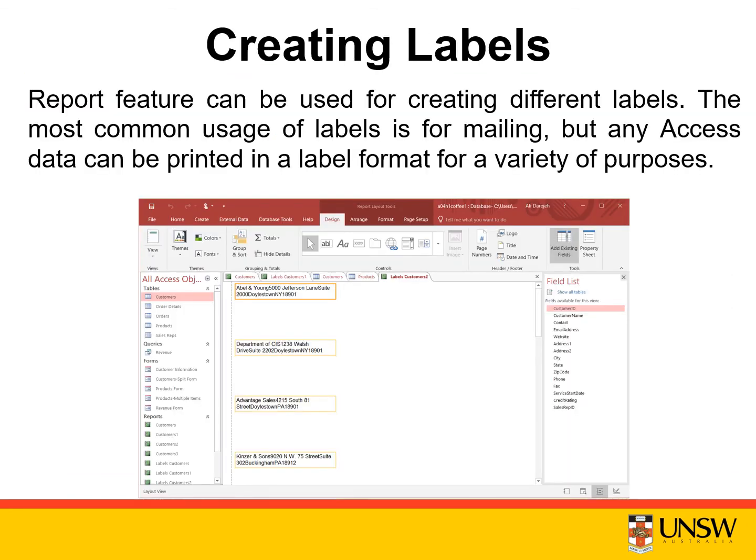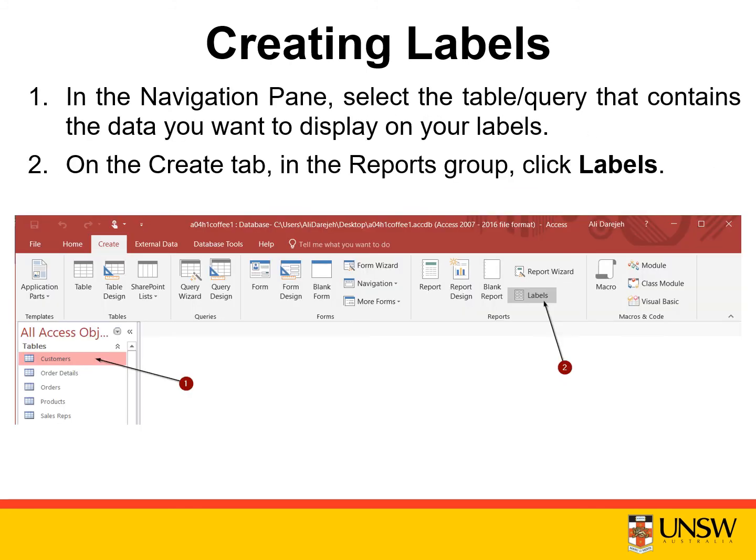One of the usages of reports is for creating labels. With the use of this feature, we can select standard label sizes and generate labels by using the data of a couple of fields. Then we can print the labels, cut them, and put them on the postal boxes. For creating a label, first select the table or the query that you want to create your label using its data and click the Labels button in the Create tab.